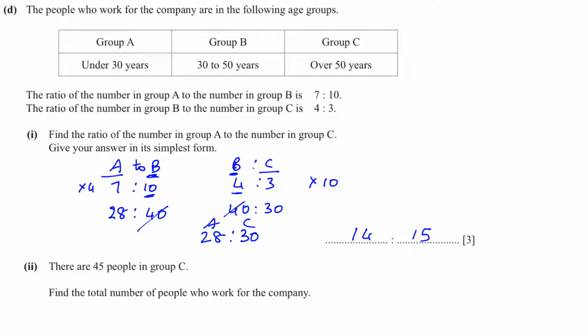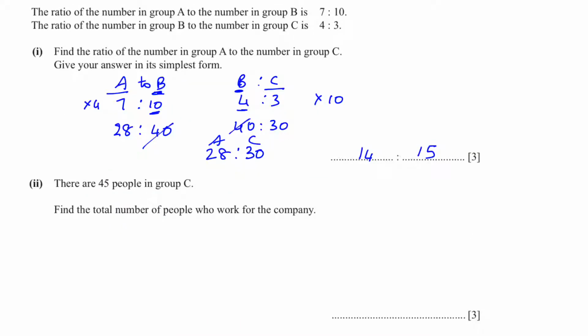D2. There are 45 people in Group C. Find the total number of people who work for the company. Let's write down the ratio of A, B, and C. A is 28, B is 40, and C is 30. So the total number of people in Group C, 45. 30 over 98. 98 we will get when we add 28 plus 40 plus 30. The total of the ratio always goes down. Multiply by the total number of people will give us the number of people in Group C, which is 45.